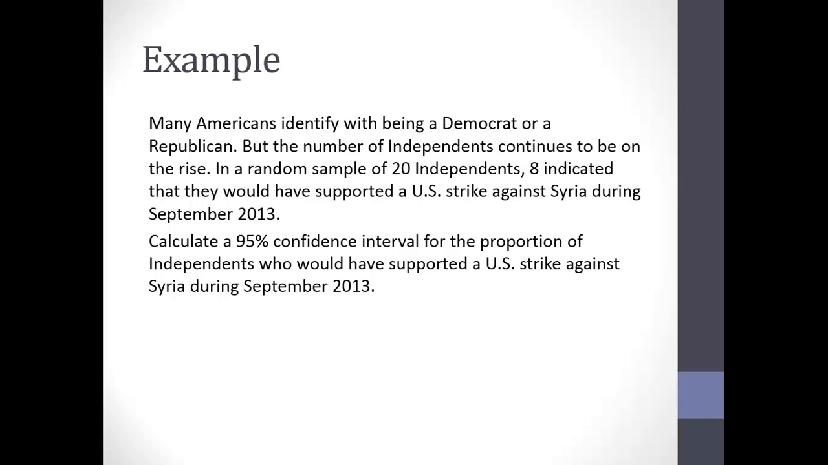So let's go ahead and do an example here where we need to use this interval. Here we're looking at political affiliation again. We take a random sample of 20 independents, and thinking back to September, we find that 8 of them indicated that they would have supported a U.S. strike against Syria when that was going on. So here we want to calculate a 95% confidence interval for the proportion of independents who would have supported the attack on Syria back in September.